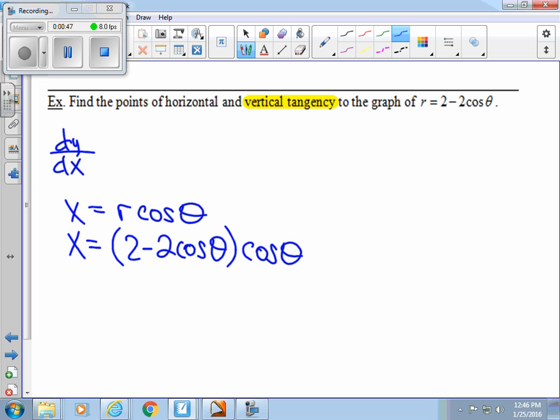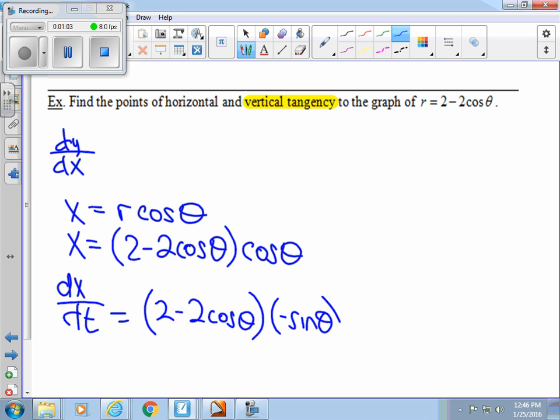Any questions so far? dx/dθ would then be, which you could distribute and do it that way, or you could do the product rule, it doesn't matter. Left d right, plus right d left, positive 2 sine theta.